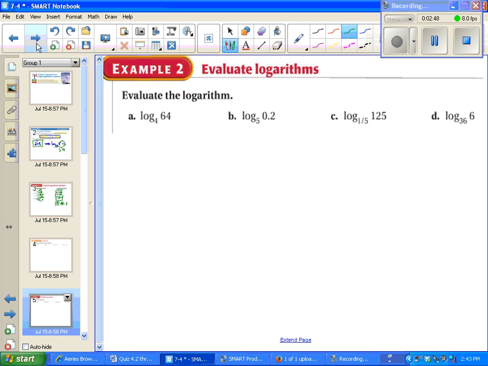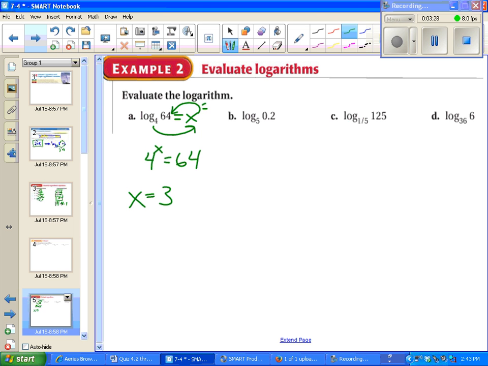Our next example, we're going to evaluate logs. We want to figure out what log base 4 of 64 is actually equal to. And the way we do that is first we say it equals something. We'll call that x. Now we get to rewrite that in exponent form. So we might say something like 4 to the x equals 64. And we should be able to solve that in our heads. 4 to what power equals 64? X equals 3.